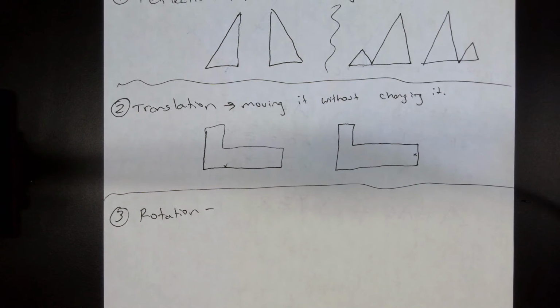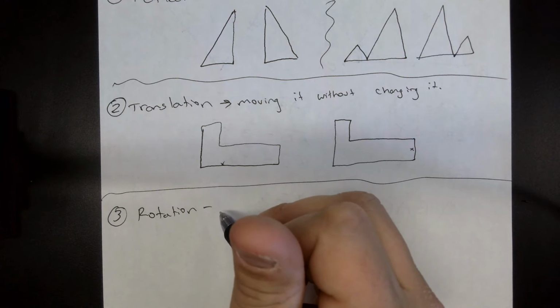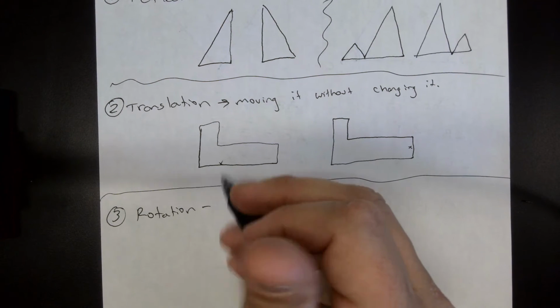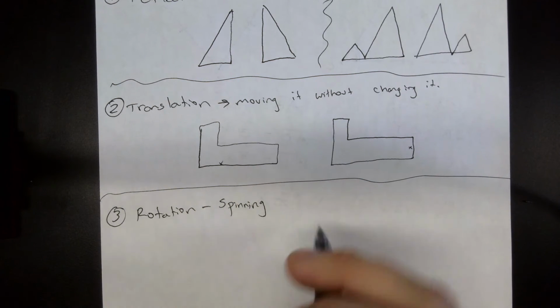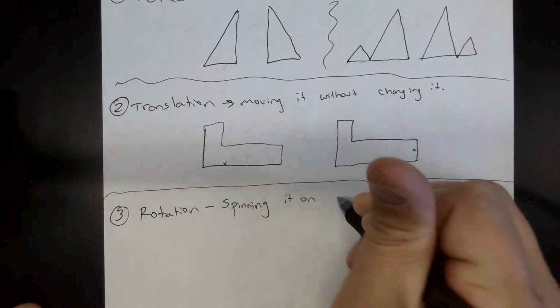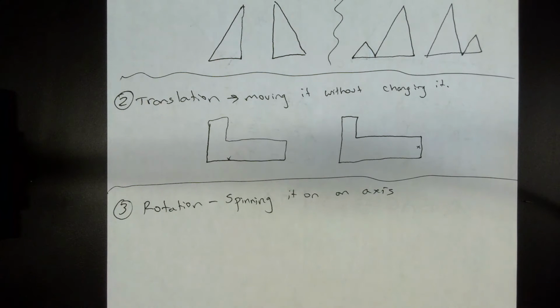What's the definition? How would we write this without using the word? Spinning it on an axis. Can we say that? Yeah, but you can't use rotate in the definition of rotation. The word can't be the definition. If I was to define small and I said something small, it doesn't work, because you don't know what small means.